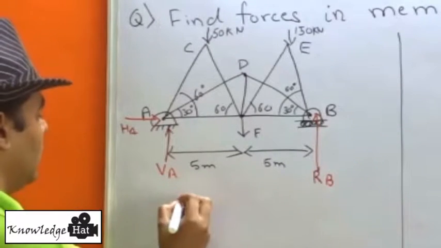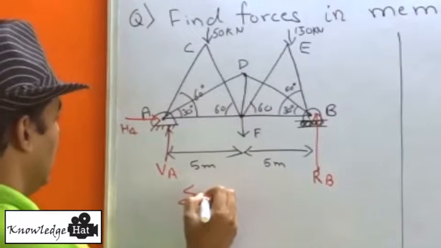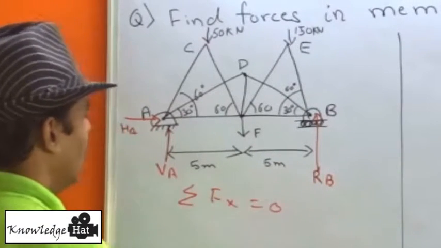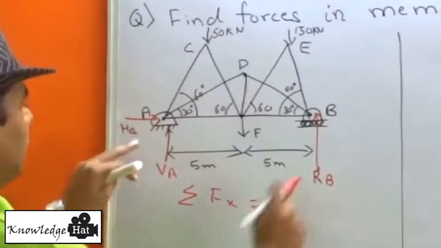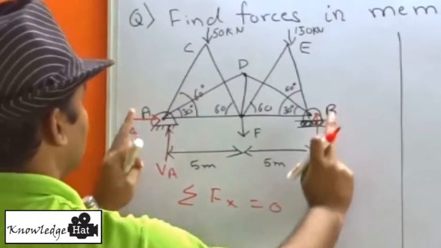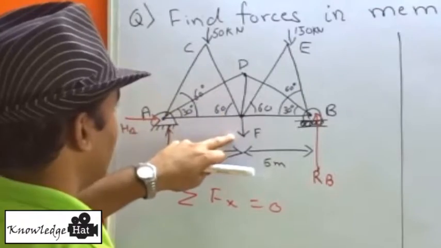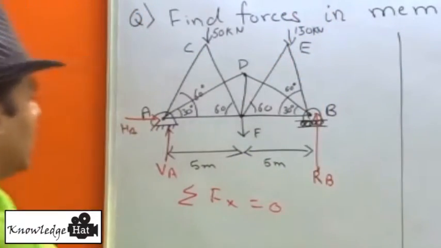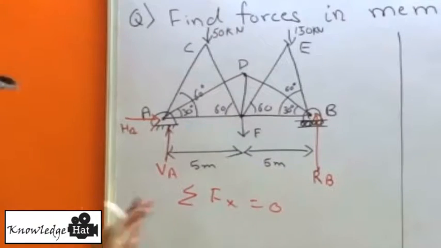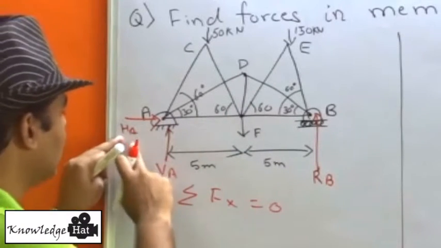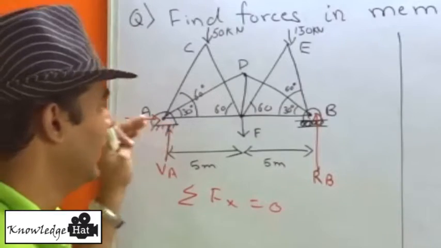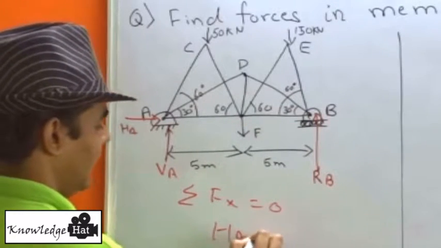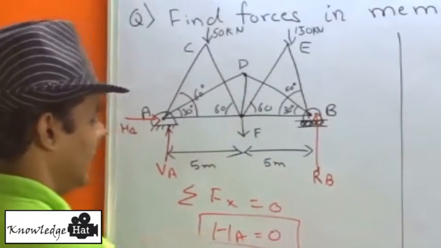First, we will go for summation Fx equal to 0. We can see in this diagram, these two forces are vertically upwards. This force is acting vertically downwards. These two forces are also acting vertically downwards. So there are no forces to counter this HA in x direction. So we directly get HA is equal to 0. So one of our forces is directly done.